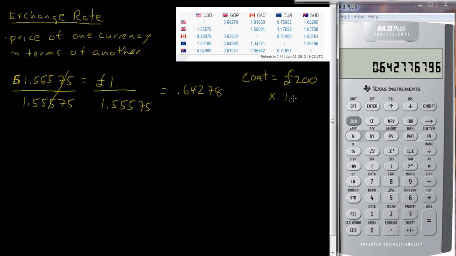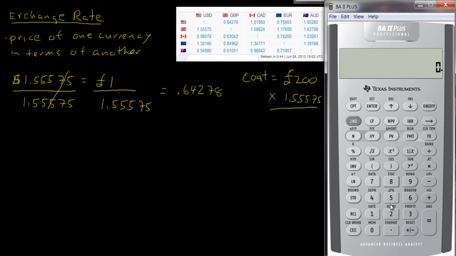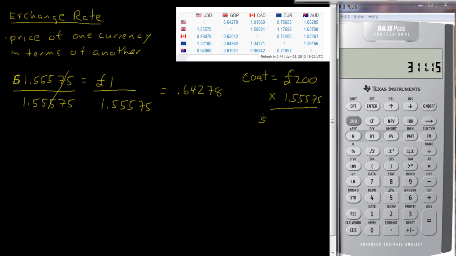So if I multiply by 1.55575, let's see what the cost is. The cost is going to be equal to 200 times 1.55575. The coat's going to cost me $311.15. So that coat that cost 200 pounds in London costs me $311.15 in US dollars. Is it still a good deal?